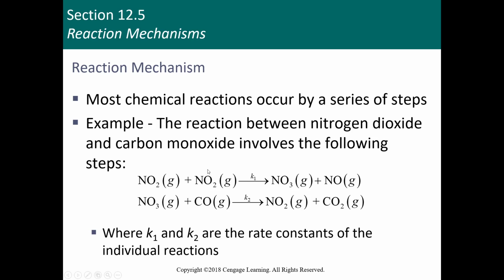You will notice that in reaction mechanisms, at least one of the products from the previous step will show up as a reactant below. And so NO3 shows up here. When we sum these reaction steps together, we will eliminate anything that is a spectator and on both sides. Okay? So k1 and k2 would be your rate constants for these individual reactions. Those would help you determine rates.